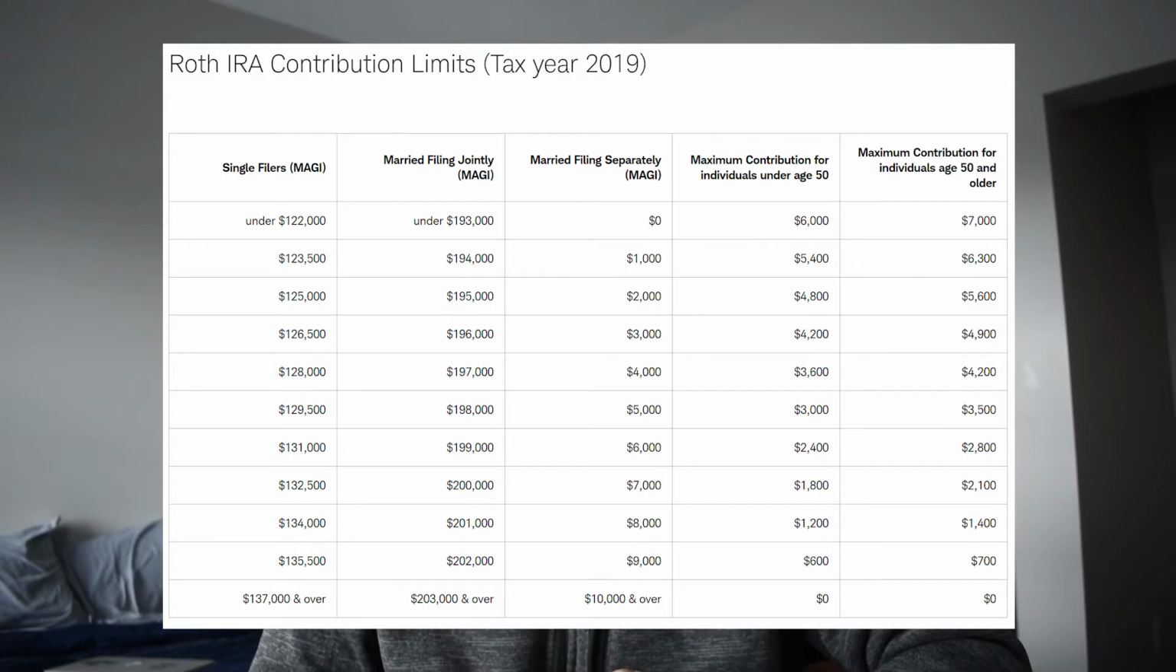With a traditional IRA, no matter your income, you can always deposit $6,000, or $7,000 if you're over 50 years old. With a Roth IRA, on the other hand, after you start making more than $122,000 a year, your contribution limits are going to start decreasing. On the screen right now, I'm going to post a photo of the contribution limits for 2019, and you can see by the chart that the more money you make, the less money you are allowed to contribute to your Roth IRA account.